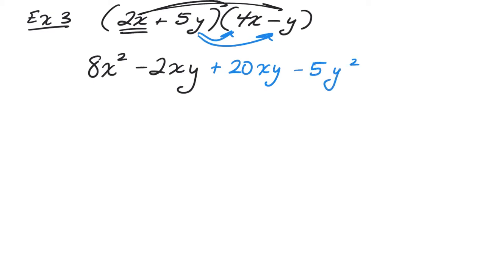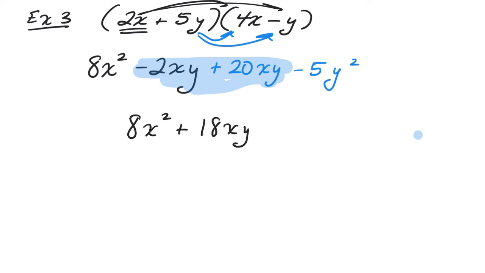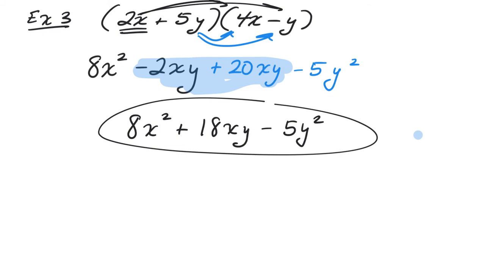So last but not least, I have to look for like terms. And like terms have the same variables and same exponents. Right in the middle, what you will see is this negative 2xy and 20xy. Those are like terms, so I can combine them to finish up this answer. So I get 8x squared plus 18xy, and then there's this minus 5y squared attached to the end, and then I'm done. So there's the final answer for that one. Okay, on to the next example.